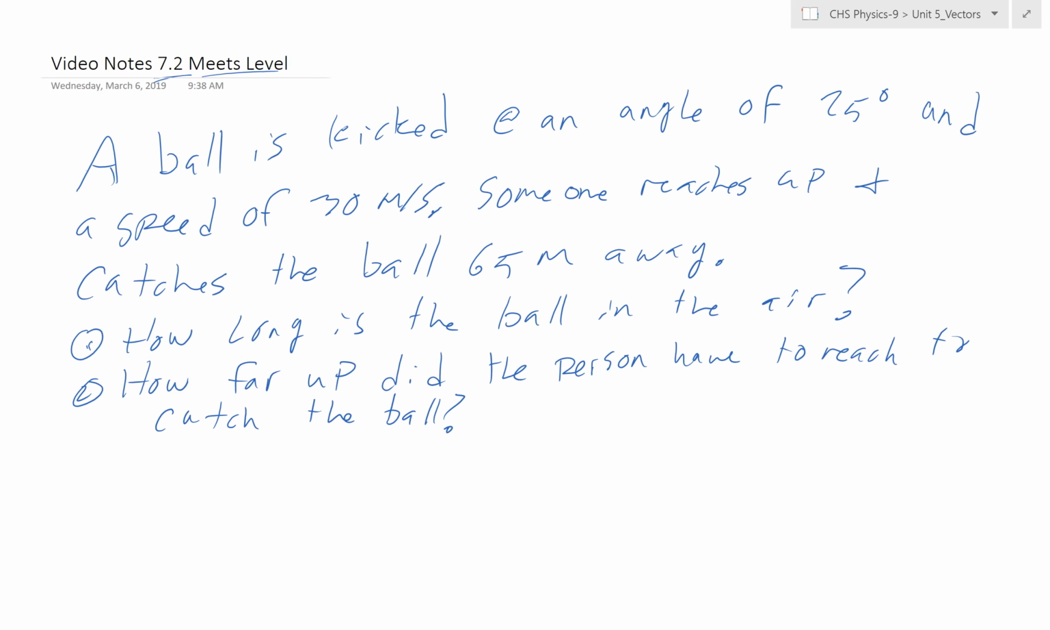All right, so if you come over here, go ahead and pause the video and write this down in your notebook. We have a ball that is kicked at an angle of 25 degrees and a speed of 30 meters per second. That's important to know. Then somebody reaches up and catches the ball 65 meters away. The question is, how long is the ball in the air? T equals question mark. And then how far up did the person have to reach to catch the ball?